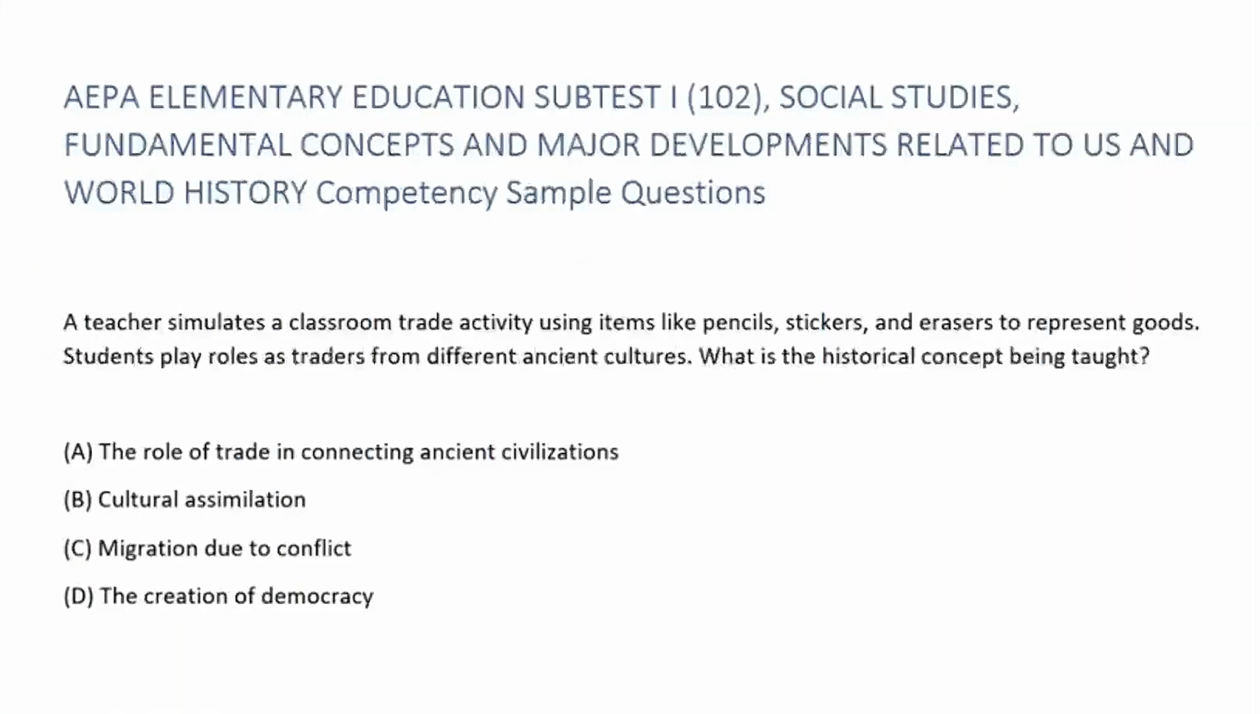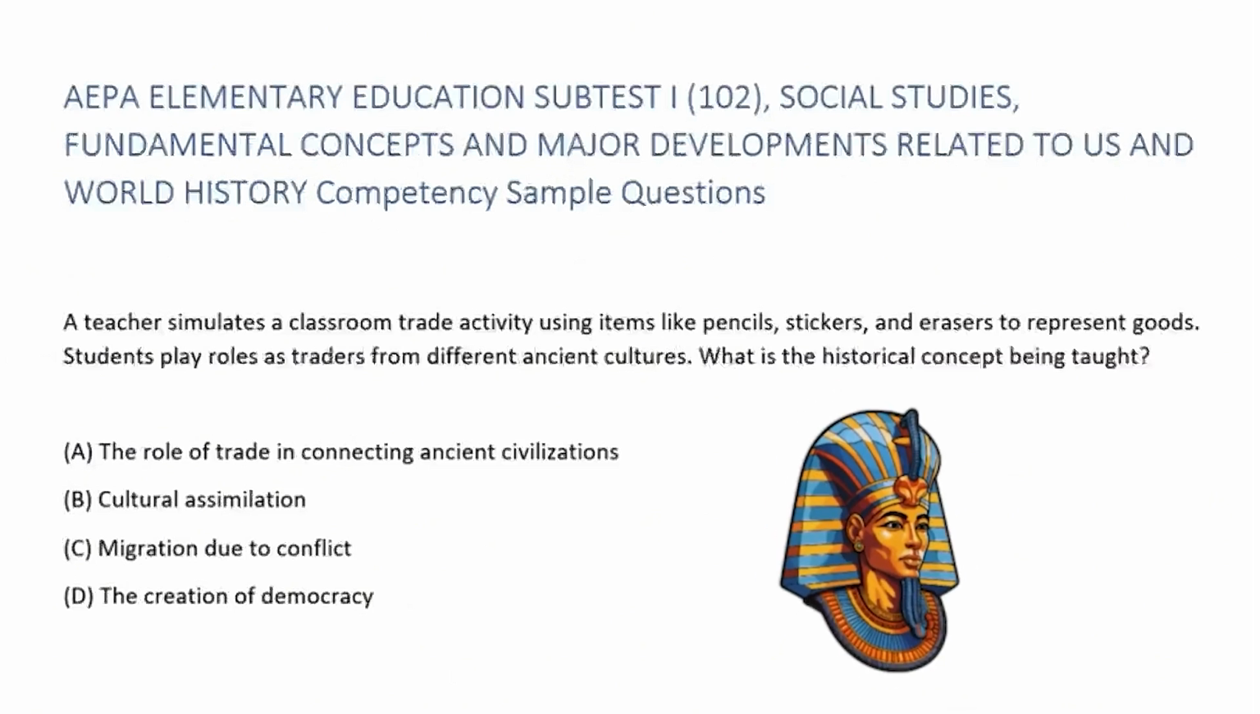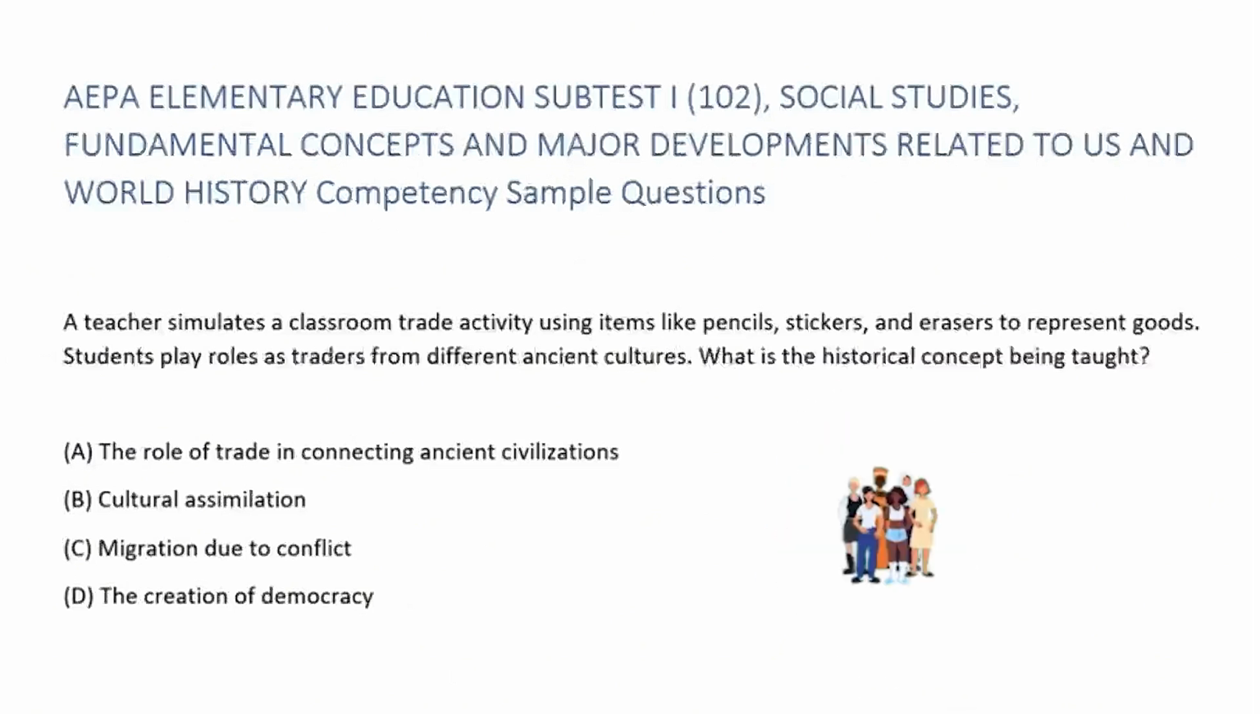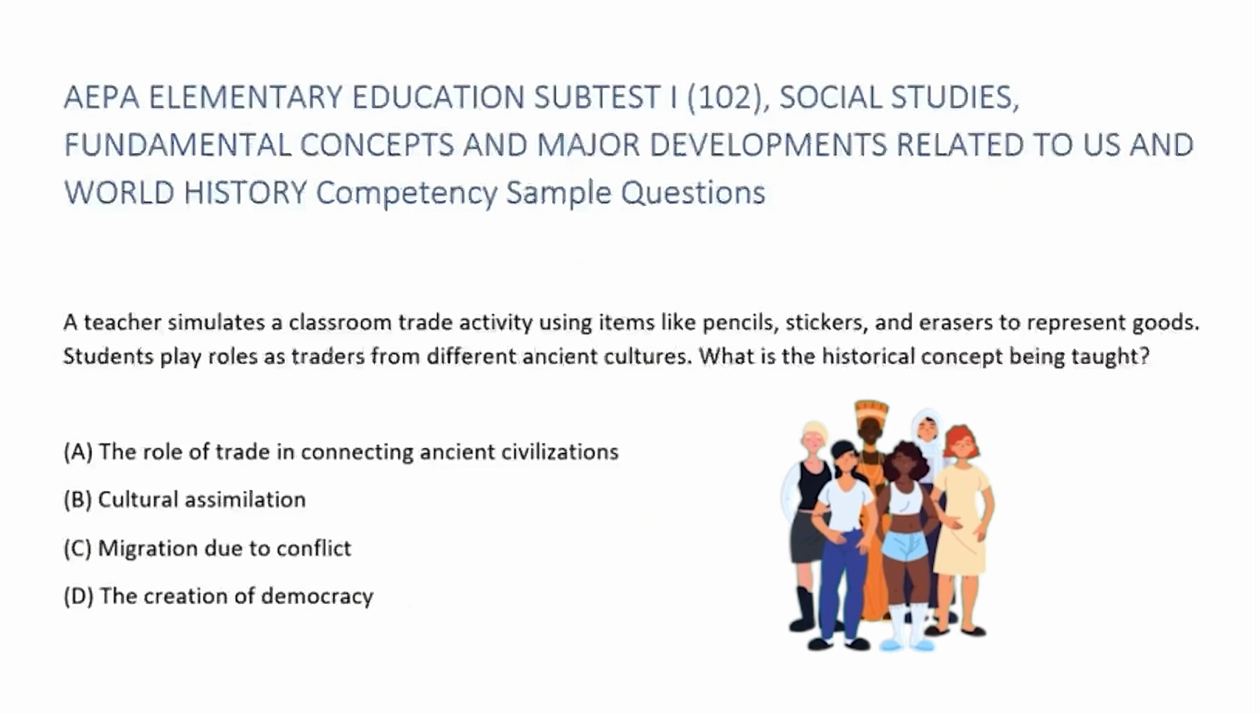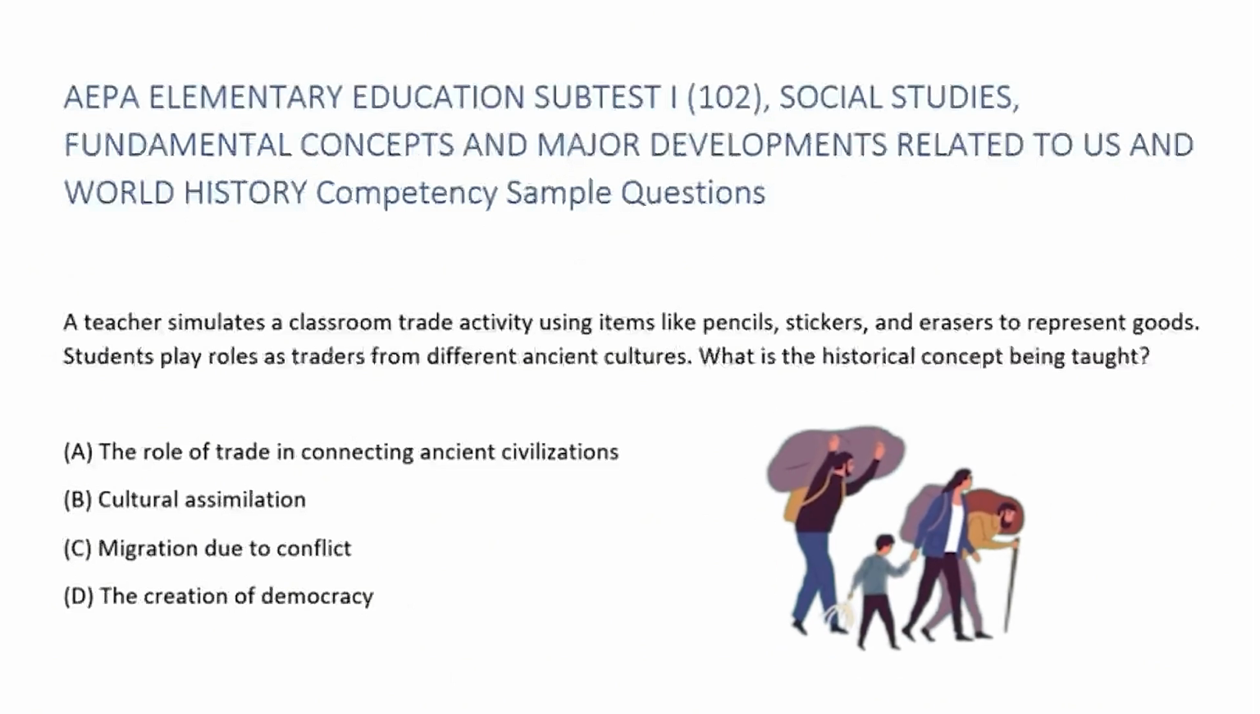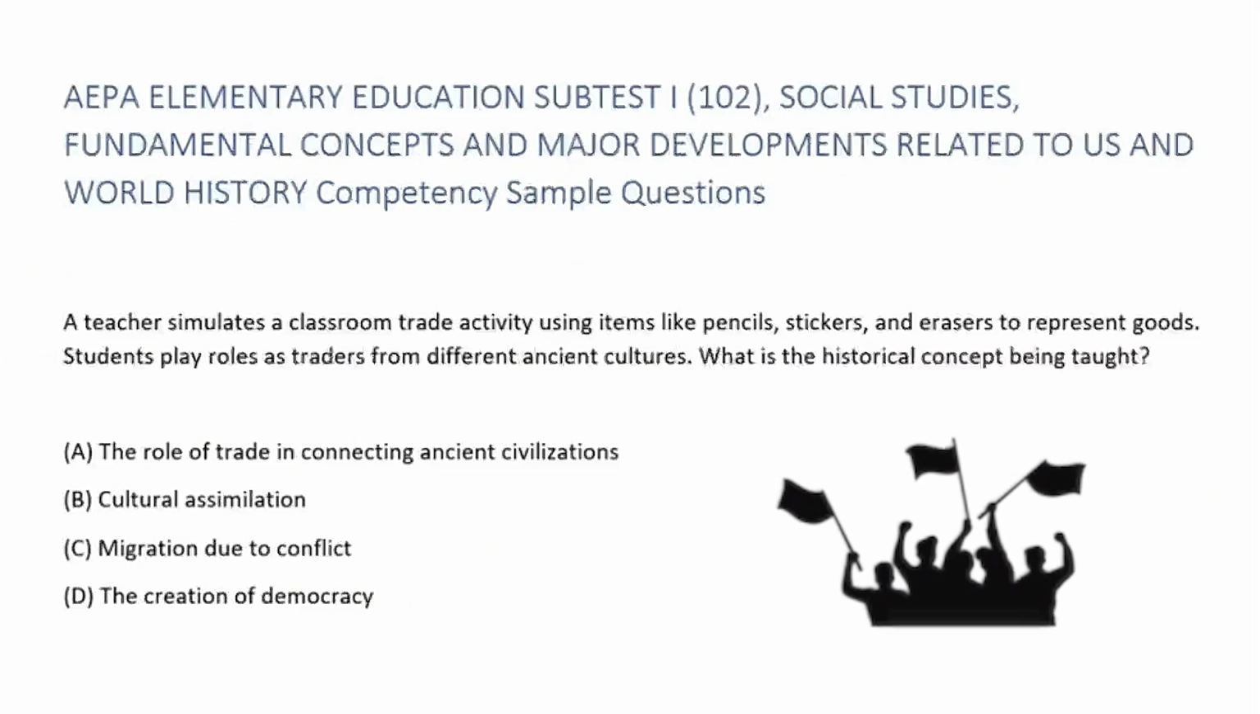All right, it's time for our last question. A teacher simulates a classroom trade activity using items like pencils, stickers, and erasers to represent goods. Students play roles as traders from different ancient cultures. What is the historical concept being taught? A. The role of trade in connecting ancient civilizations. B. Cultural assimilation. C. Migration due to conflict. Or D. The creation of democracy. The correct answer is A.